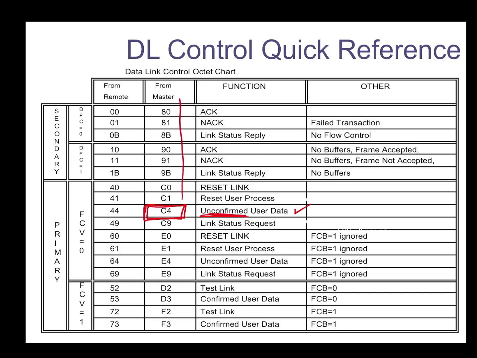Well, we can certainly say it's from the master, because we can see its hexadecimal number is 8 or above. So it's from the master. We can say it's a primary message. And if we wanted to know if the frame count bit was 0 or 1, we can see the frame count validation bit is 0. And you can answer any question you had from there using this table.